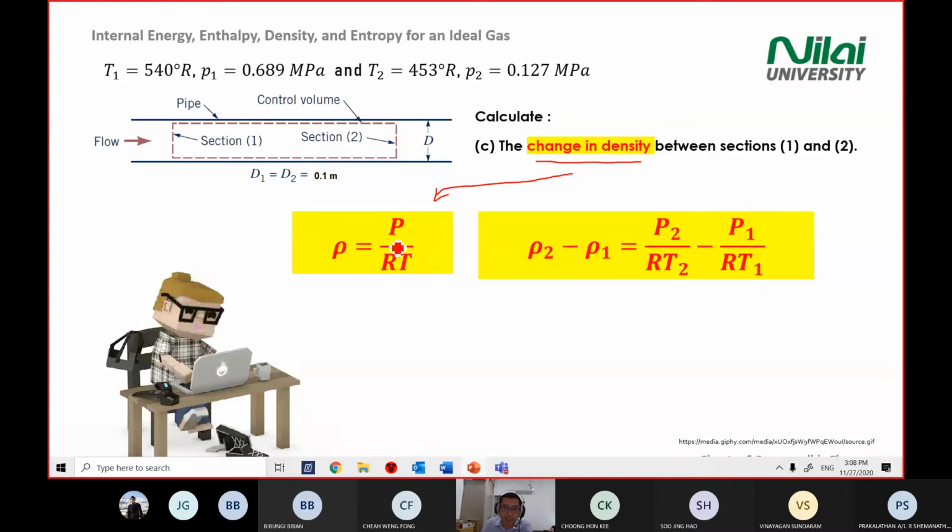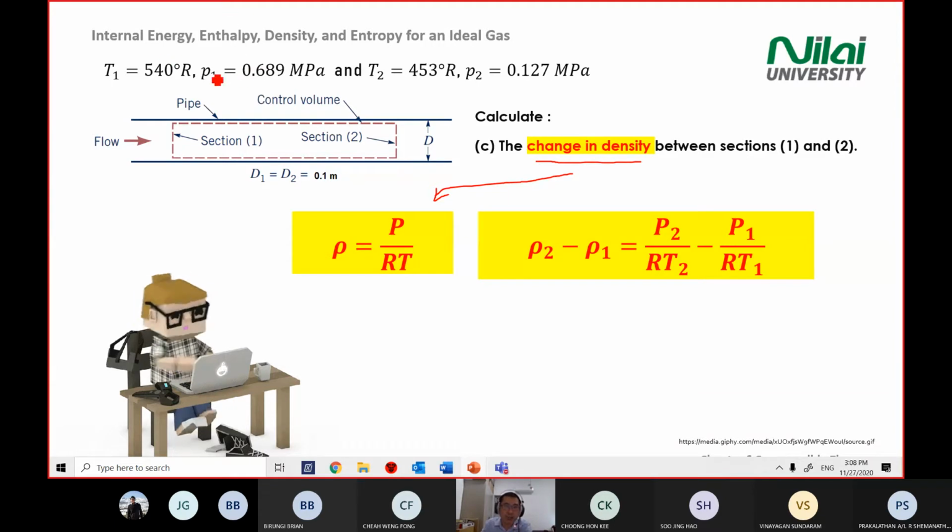We use the equation of state because all these parameters are given. So why would you want to use a more complex equation, right? Of course, there are many equations that you can use, but this is the simplest way.